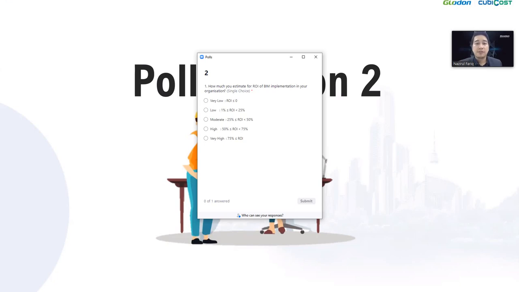Okay, let the votes come in. How much do you estimate for the ROI of BIM implementation in your organization? This is a very crucial question, like a reflection or feedback to ourselves, because we want to know the current situation. How is it performing?